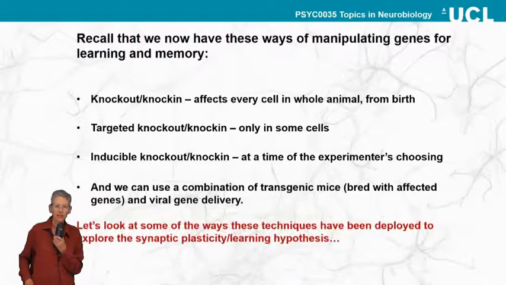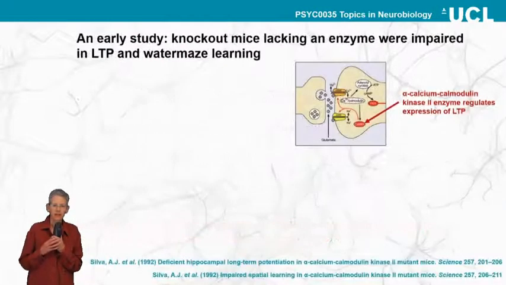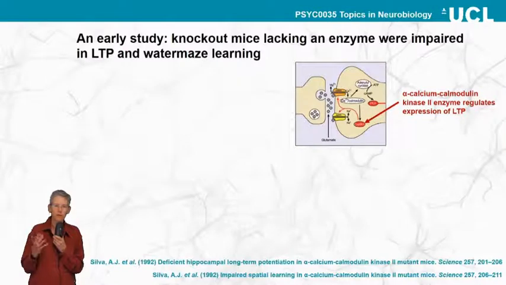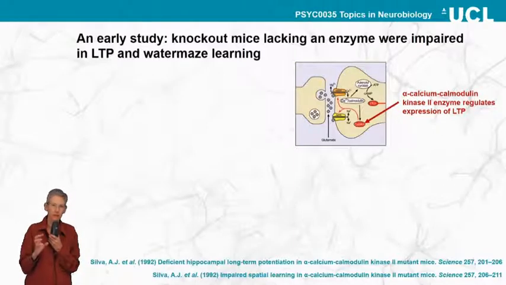So let's look at some of the techniques that have been used to start to answer the synaptic plasticity memory question. Just to remind you of the plasticity memory hypothesis: we have been introduced to this idea, the Hebb rule, that synapses should change in strength as part of the memory formation process. And we met LTP, which is the experimental phenomenon that we think corresponds to that.